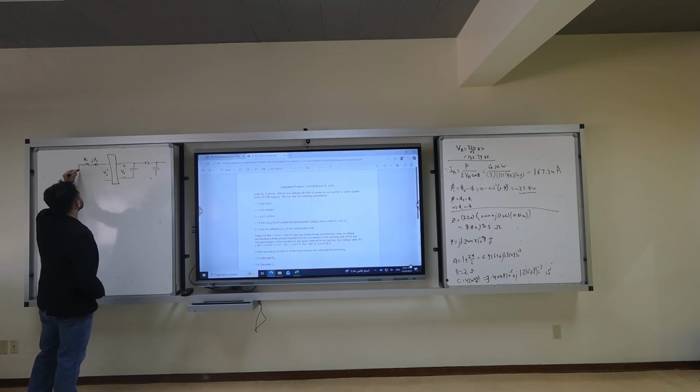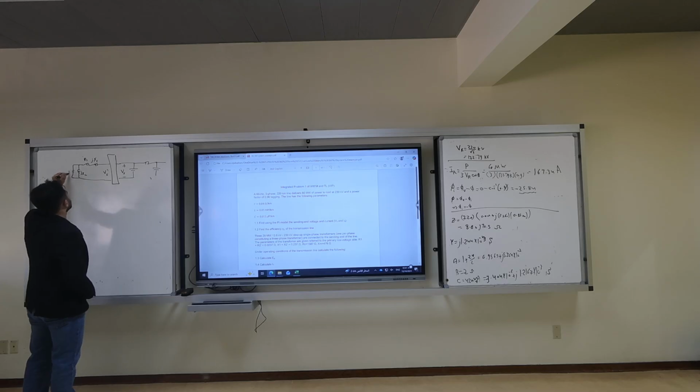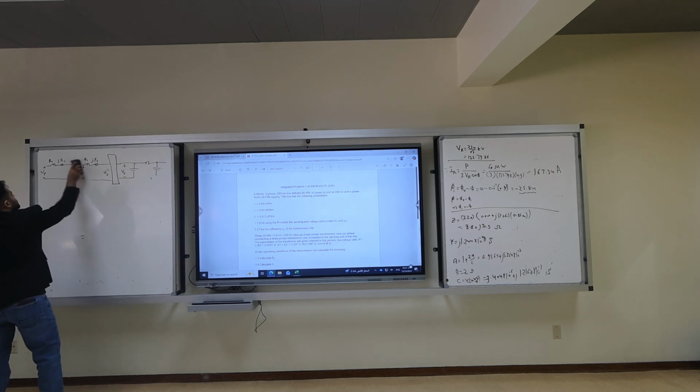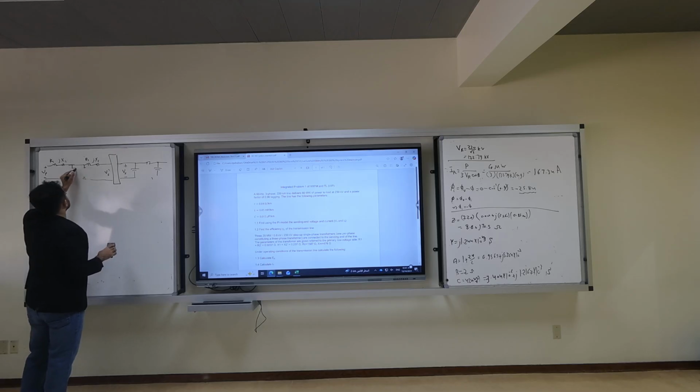R2, JXM, RC, JX1, R1, here I have VP. So what is the voltage here? You are used to it like this. JXM, RC. What is the voltage here? EP, right? So I can do KVL here.